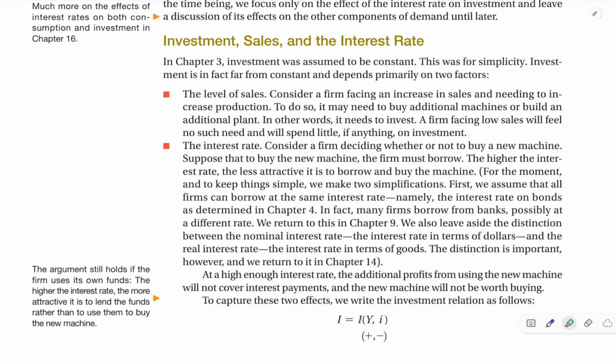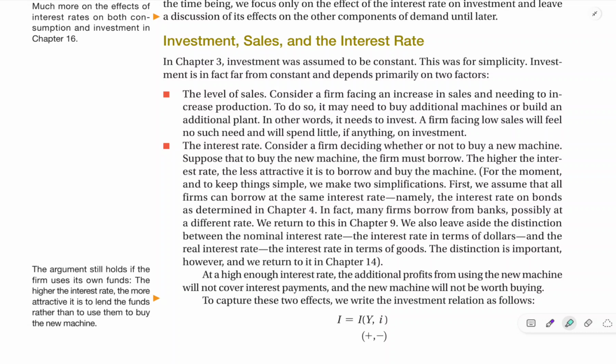Investment, sales, and the interest rate. In chapter 3, investment was assumed to be constant. This was more for simplicity. Investment is in fact far from constant and depends primarily on two factors. Number one, the level of sales. Consider a firm facing an increase in sales and needing to increase production. To do so, it may need to buy additional machines or build an additional plant. In other words, it needs to invest. A firm facing low sales will feel no such need and will spend little, if anything, on investment.